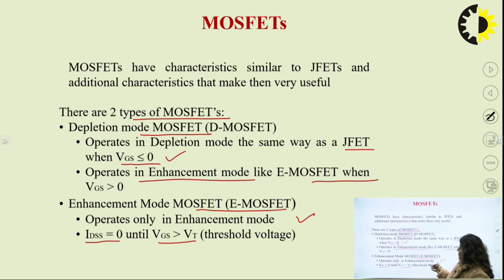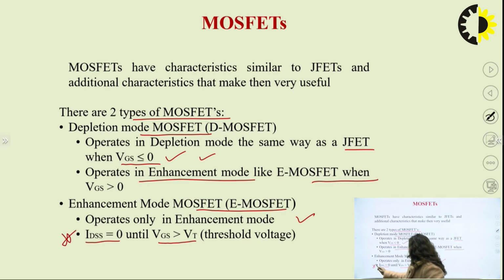So basically the summary is that there are two types of MOSFET: depletion type and enhancement type. The depletion type will work when VGS is less than or equivalent to 0, and the enhancement type works only when VGS is greater than 0. The next important point is that until VGS is greater than VT, IDSS is equivalent to 0. After that the drain current keeps on increasing. Then in the characteristic we will see that the MOSFET will work in the saturation region.